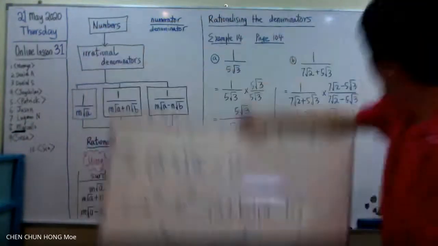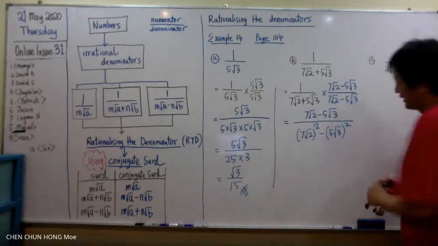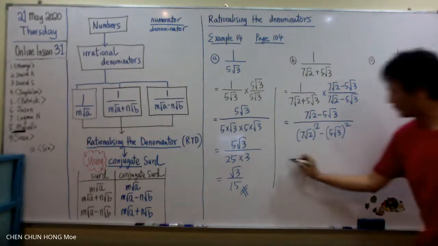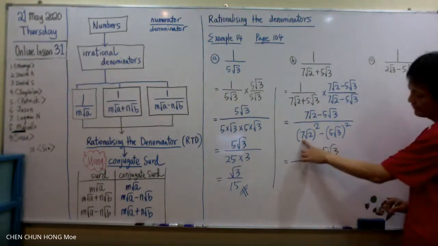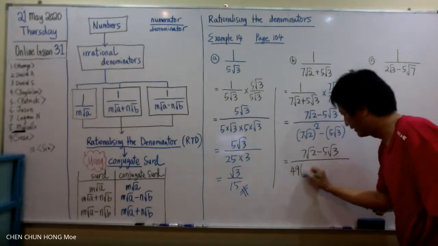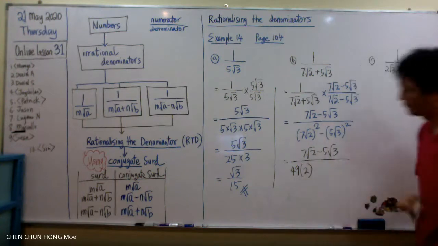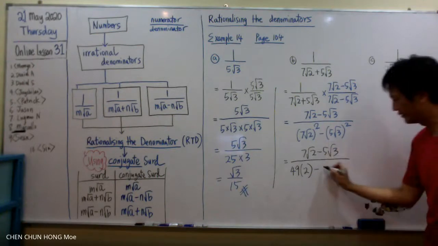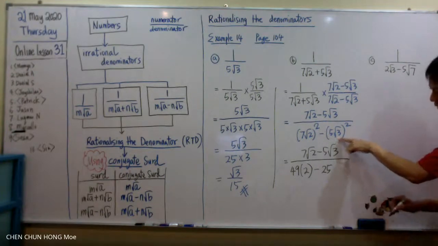Okay. So, let me first. You see what happens if you square, then it comes back to the same thing again. Square of, I'll write here, this is 7 square root 2 minus 5 square root 3. 7 squared is 49. The square of the square root 3 here, then they cancel each other, left 2, right? And minus 5 squared, 25. The square of square root 2, square root 3, you get 3.